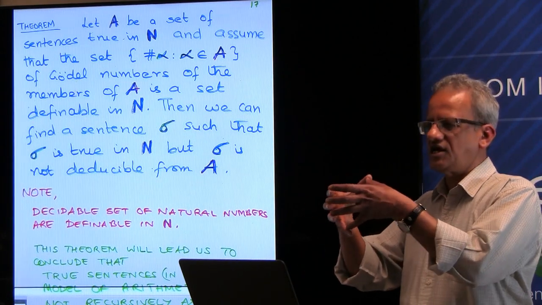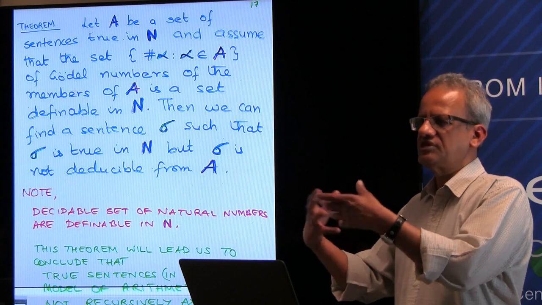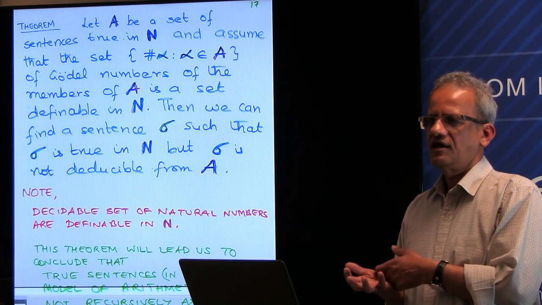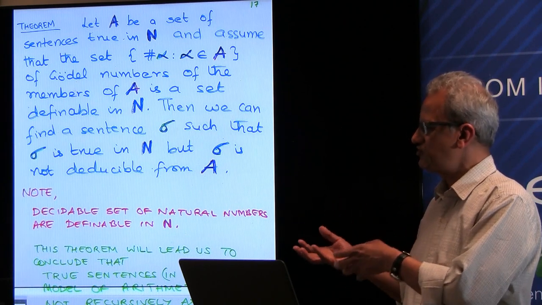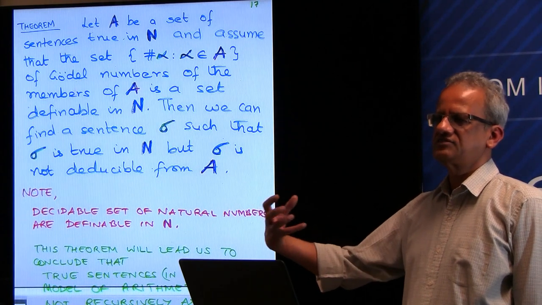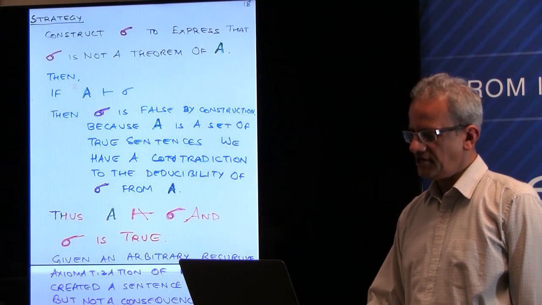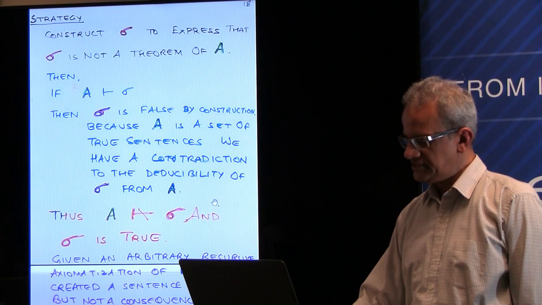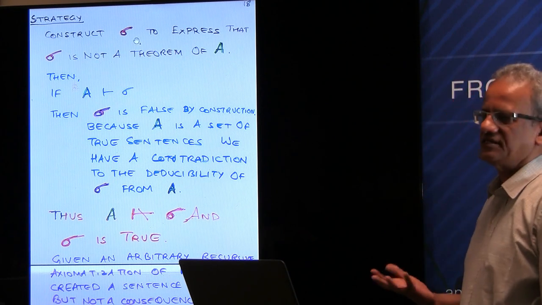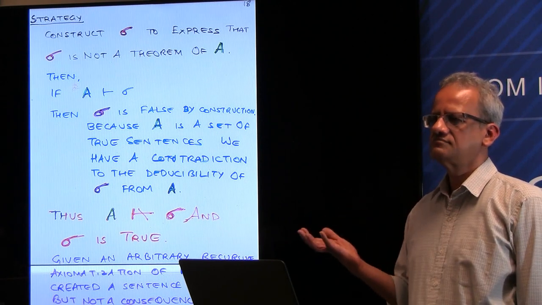So A is the set of formulae that are guaranteed to be true in the set of natural numbers, and he was able to construct a sigma that you cannot derive from it. And once he was able to do that, he was able to show that this is a formula that we know is true but cannot be automatically derived. Here is the kind of sigma that he constructed. The sigma that he constructed basically says that sigma is not a theorem of A.